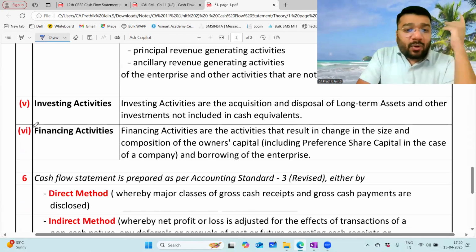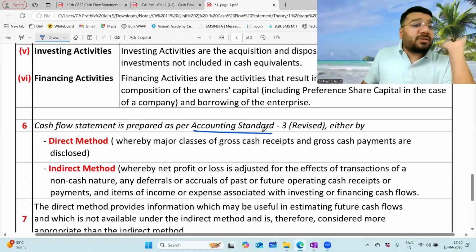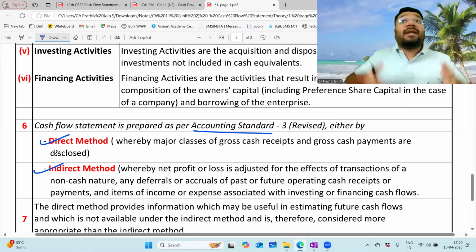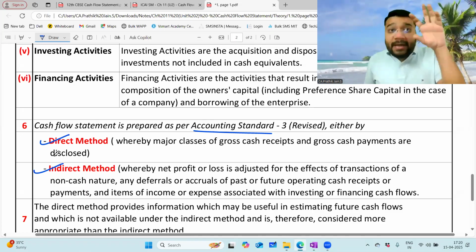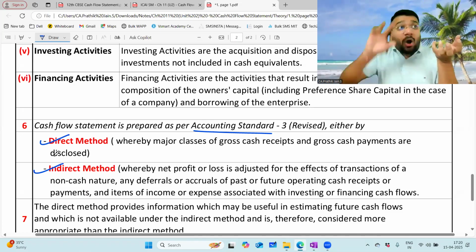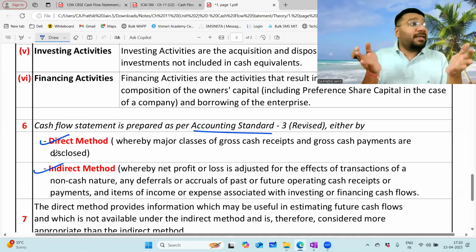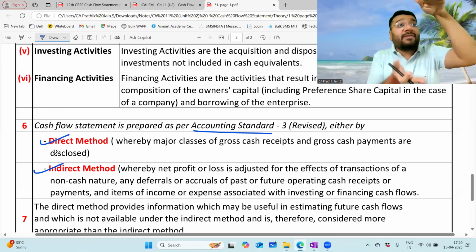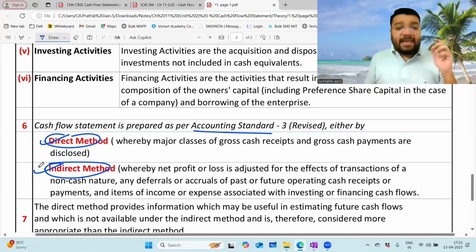Operating, investing, financing activities, we know what they are. As per Accounting Standard 3, you can prepare the cash flow statement under two methods. One is the direct method, second is the indirect method. When I talk about direct and indirect method, it is not the entire cash flow being direct or indirect. Direct and indirect is from the perspective of operating activity. Operating activity could be prepared under either the direct or indirect method, whereas the investing and financing activity we record directly. So by default, it is direct. Even under the indirect method, the investing and financing activity is always direct.